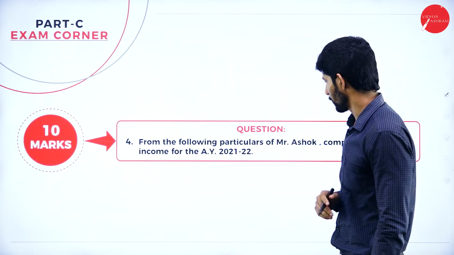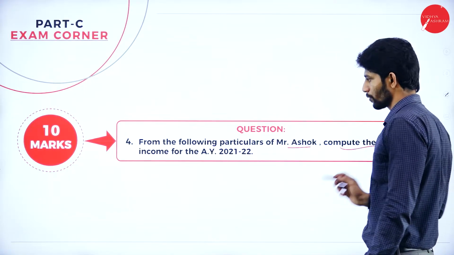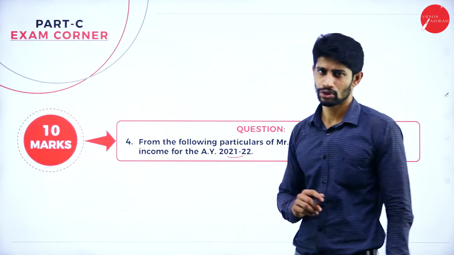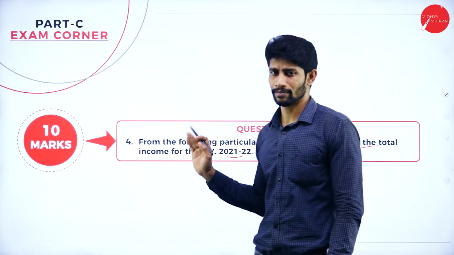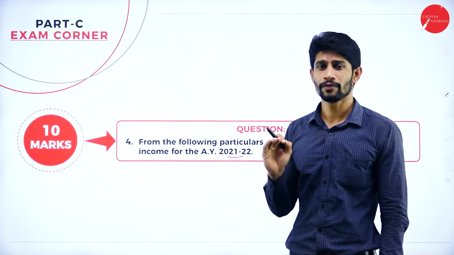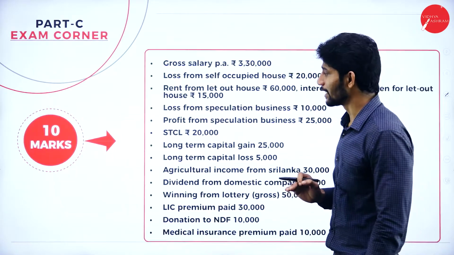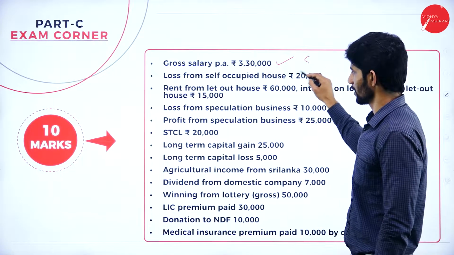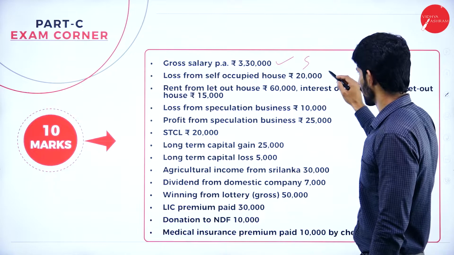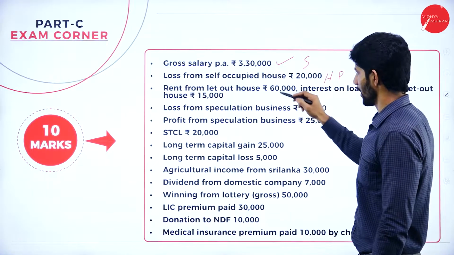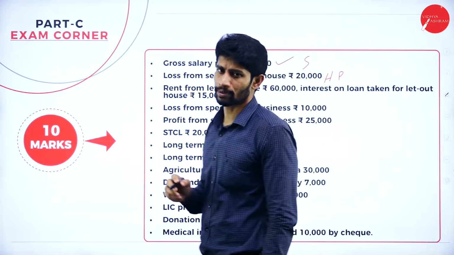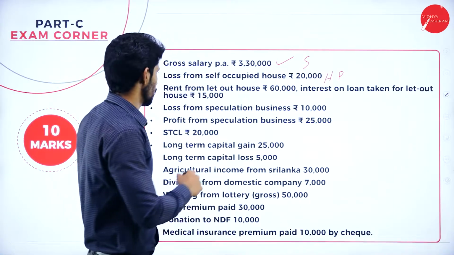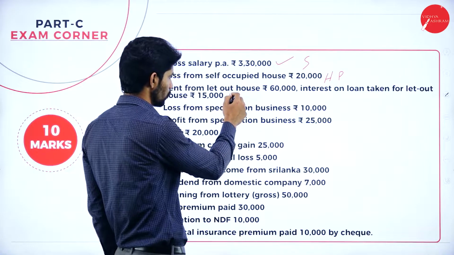Next one: from the following particulars of Mr. Ashok, compute the total income for the assessment year 2021-22. Yes, here this information is relating to computation of total income of an individual person. So gross salary relating to salary. Next, loss from self-occupied property relating to house property. Next, rent from let out property of rupees 60,000 and interest on loan taken is rupees 15,000, relating to house property.